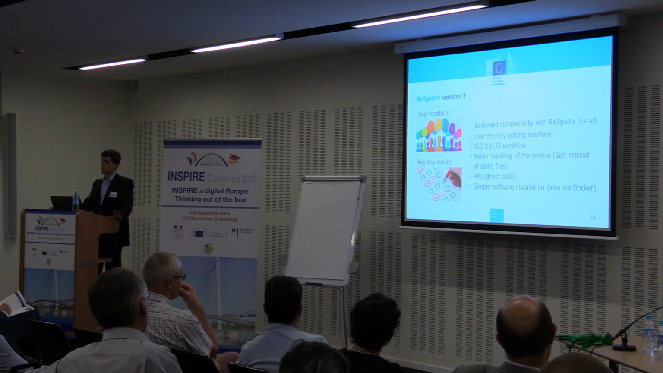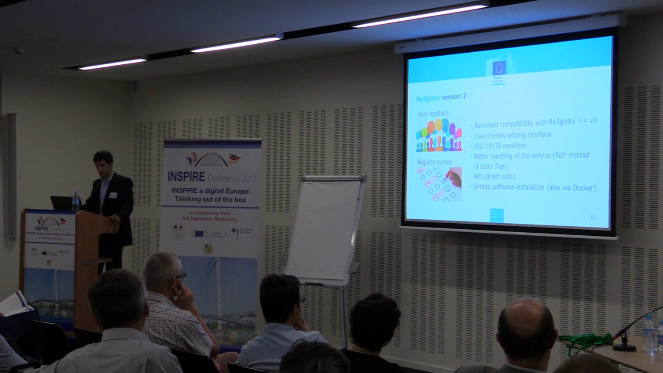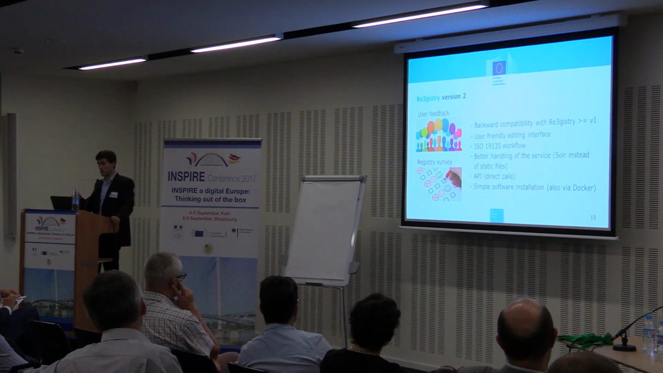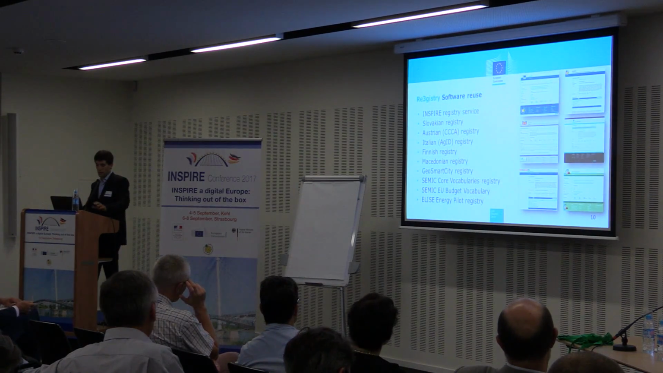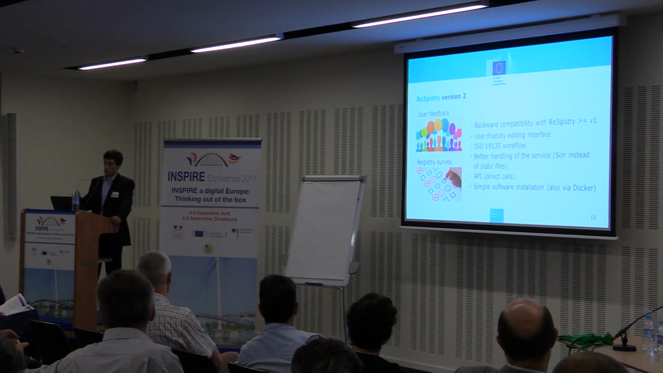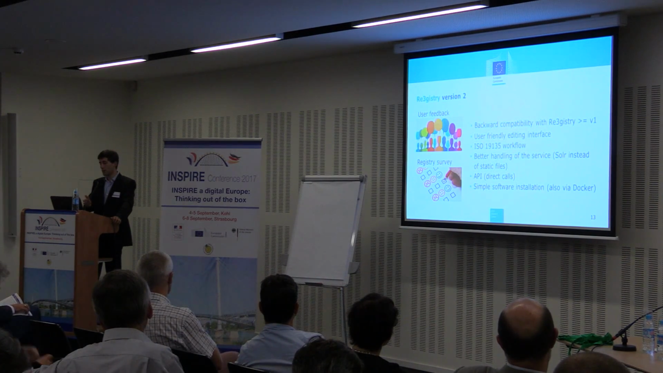So, registry version 2. We started gathering user feedback, like the one that I showed you before, and last year we also started a register survey in order to understand which features are really useful for the stakeholders to be in the registry. And it came out that one of the more important features is to stay backward compatible with the registry version 1, because since there are a lot of users that are already reusing it, it is important that with the new version there should be a really simple way to import data that are in the old version of the registry to the new version of the registry.